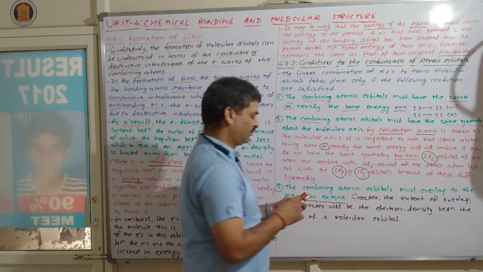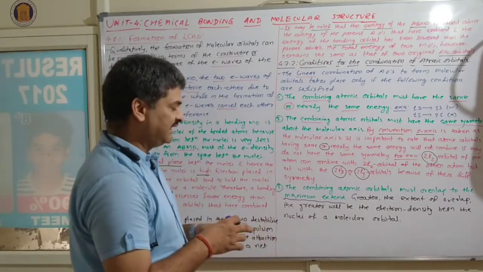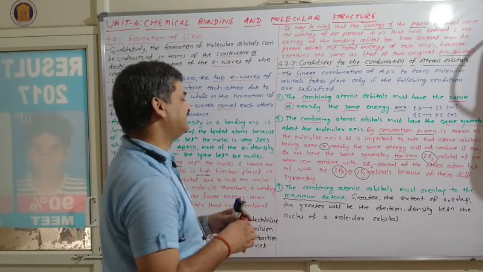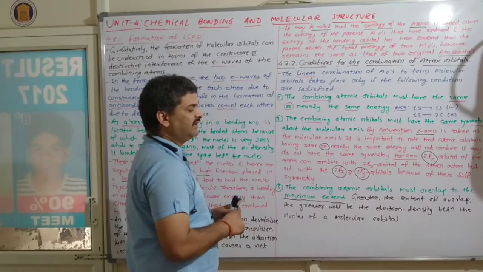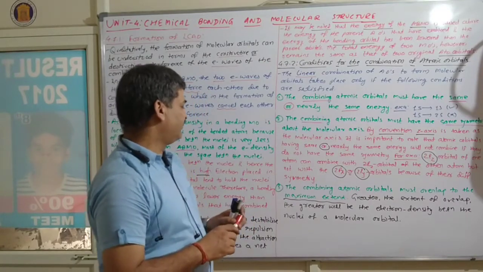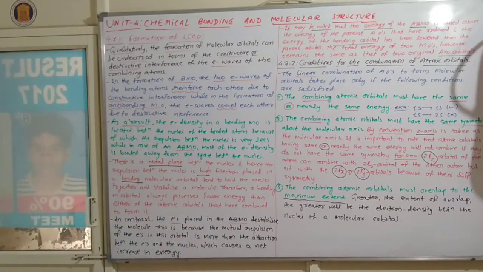Here the overlapping should be maximum. So the greater the extent of overlap, the greater will be the electron density between the nuclei of the molecular orbital. Clear हुआ? Again I am repeating. The greater the extent of overlap, है ना? The greater the extent of overlap, the greater will be the electron density between the nuclei of the molecular orbital.